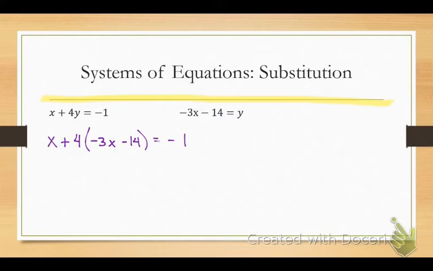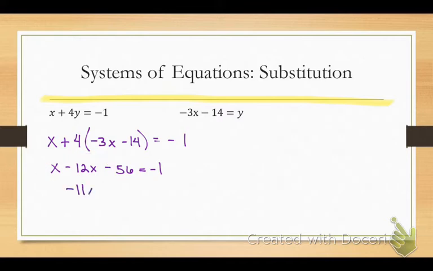Now I distribute: x minus 12x. Where did negative 12x come from? You multiplied 4 times negative 3x. What's 4 times negative 14? Negative 56 equals negative 1. Then combine like terms. How do I know I'm combining like terms versus trying to do opposites? Because they're on the same side. Somebody said together. Yes, they're on the same side of the equation.